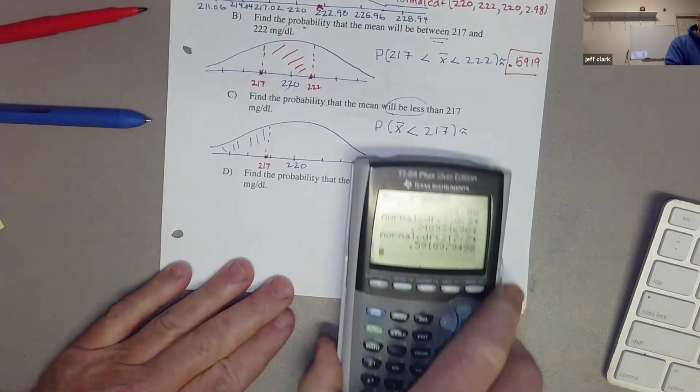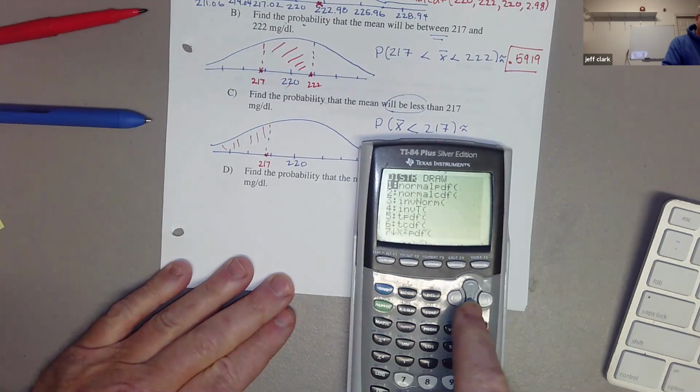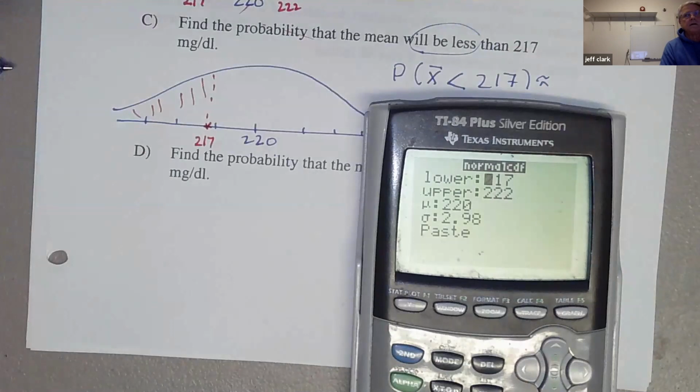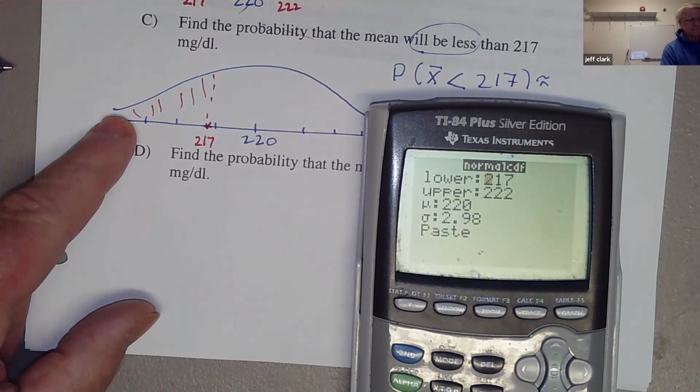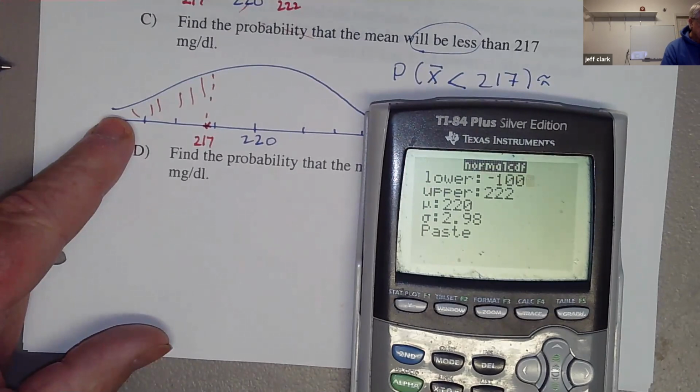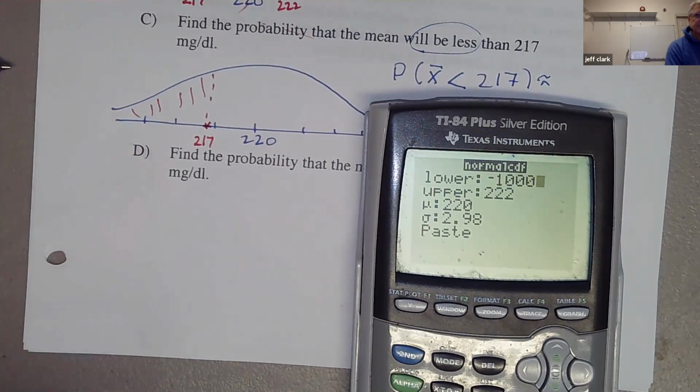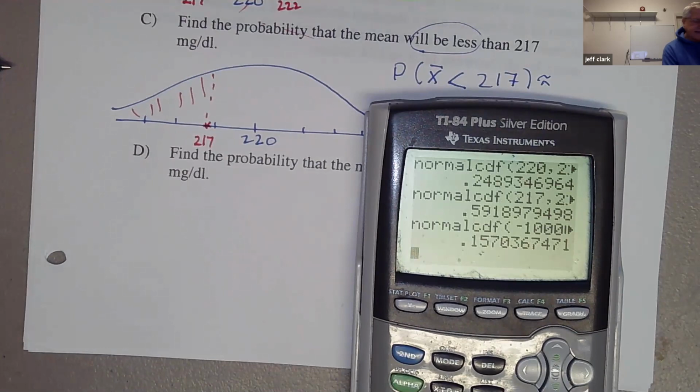Second distribution, normal CDF. Now, what do you think my lower would be? I mean, how far to the left is this going? Negative infinity. So go negative big. No, not big enough. Yeah, I like that one. Oh, how about another zero? Okay, and this one has to be changed to the 217. And these remain the same. And here's my probability, 0.1570.